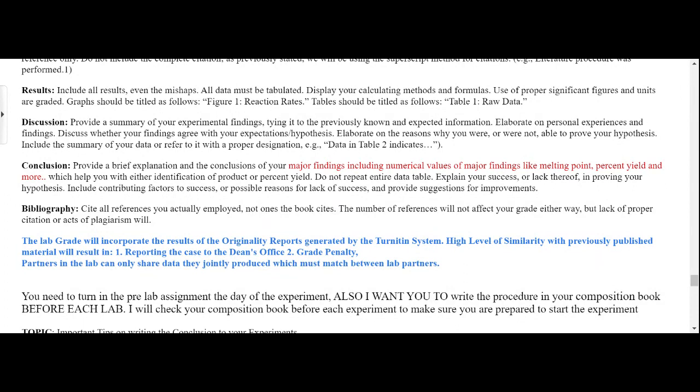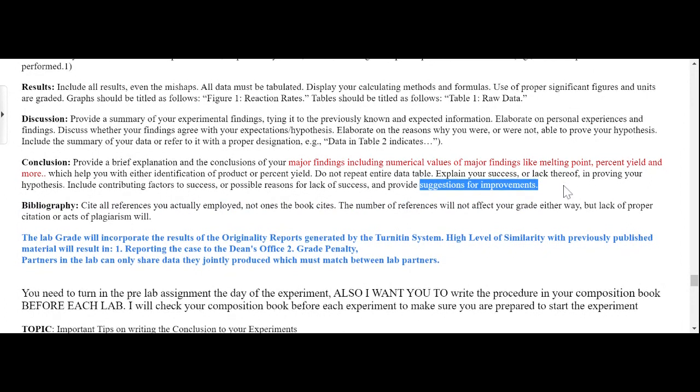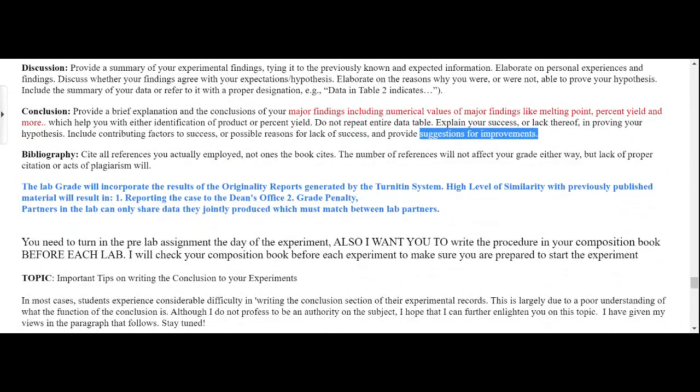Conclusion is very similar to the abstract with some additional information. When you write your numbers in the abstract, you don't have to say what the errors or sources of errors are, but in the conclusion, yes, you have to say sources of errors. Then you also have to have suggestions for improvements. If you were doing this experiment again yourself, or teaching someone else to do the experiment, what would you tell them to do based on your experience?